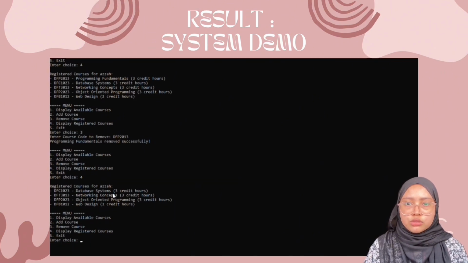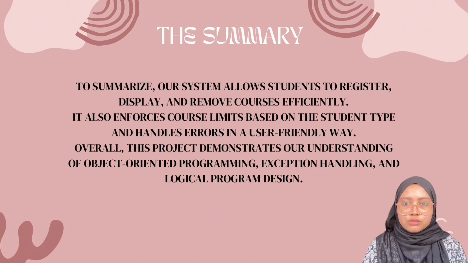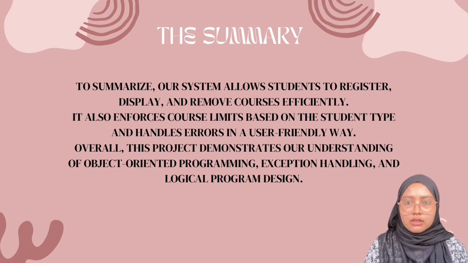Finally, we choose option number 5 to exit the system. The program displays the message exiting system. Thank you. This is the end of our demonstration. To summarize, our system allows students to register, display, and remove courses efficiently. It also enforces course limit based on the student type and handles error in a user-friendly way.